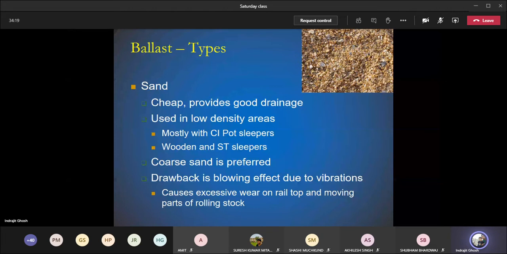There are many moving parts in a train vehicle. When sand gets stuck at different moving parts of a train, there will be extra friction and additional wear and tear of the material.